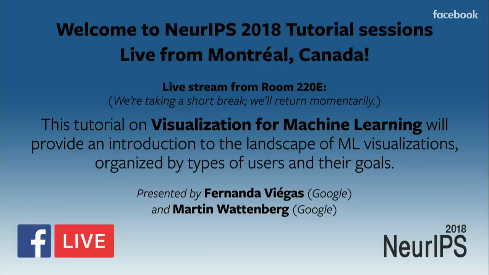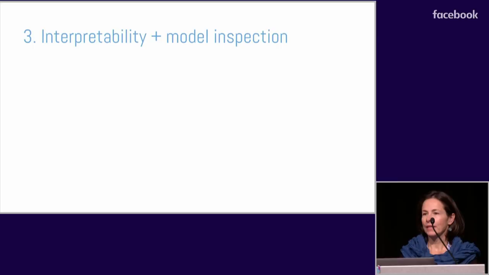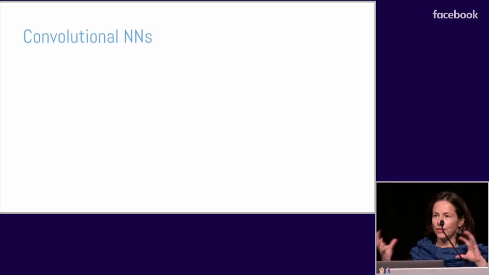what I think is one of the most exciting areas for data visualization in machine learning, which is interpretability and model inspection. And I feel like here there are many different kinds of approaches and many different kinds of questions that people are asking when they ask about what are their models doing, how are they behaving. And so there are different sections to this part.